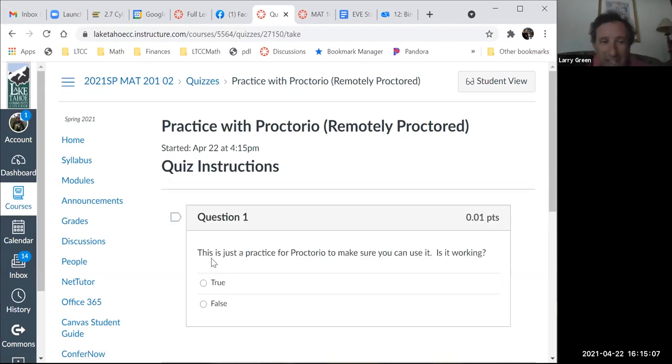So it just has one question. This is just a practice for Proctorio. Make sure you can use it. Is it working? And you say true or false. Okay, and I can't make it where 0 points, it turns out. Probably Proctorio doesn't allow for 0 point quizzes. But I made it the lowest I could possibly be allowed to make it, which is 0.01 points, which is basically nothing. Just to let you know, and you can retake it as many times as you want. So if you can't get it to work, you can keep trying. But don't wait forever, or you won't be able to have a computer for the test, and that'll be a disaster for you. Any questions on that?